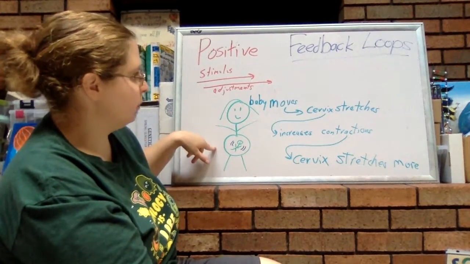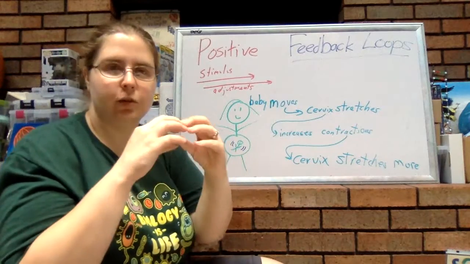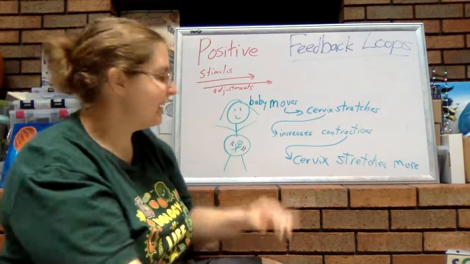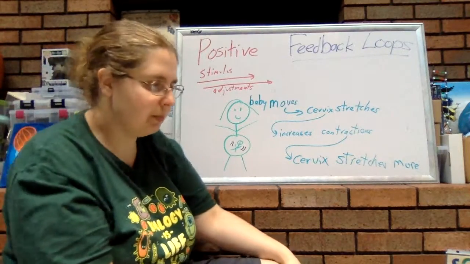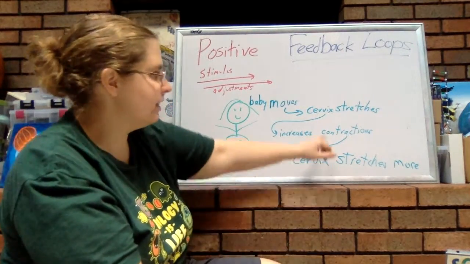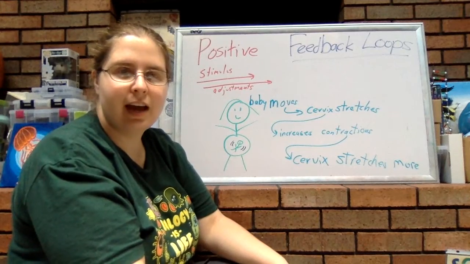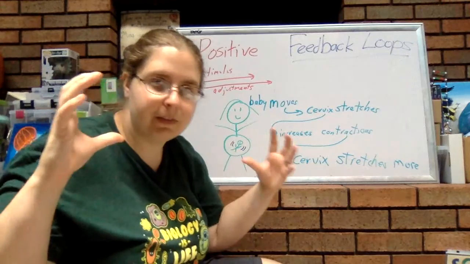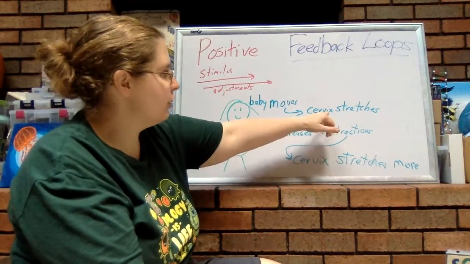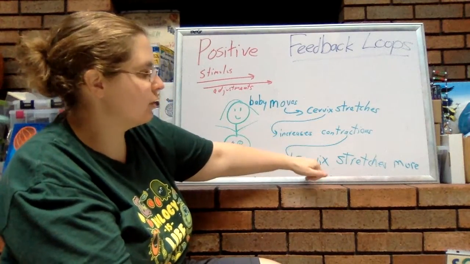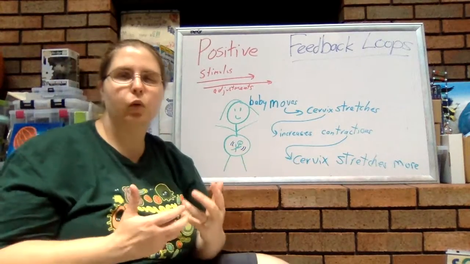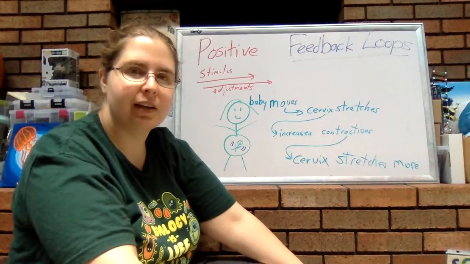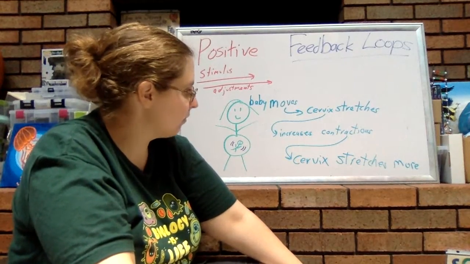So the baby starts moving, it causes the cervix to start stretching open. The stretching of the cervix increases the contractions, which gets baby moving even more, and these increased contractions have the effect of also increasing the stretching of the cervix. So cervix stretches, causes more contractions, which causes more stretching. See how they're kind of working together? They're increasing and building off each other. That's how these positive feedback loops work.